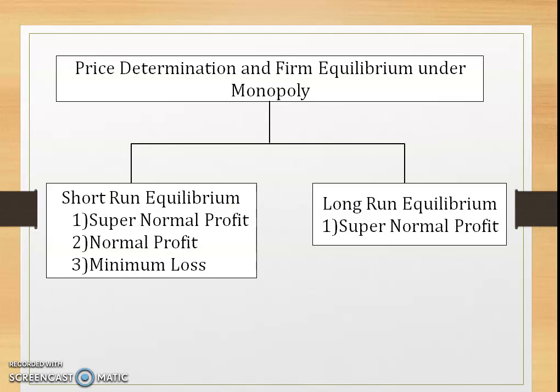Right. So let's next see the price determination and the firm equilibrium under monopoly. The firm equilibrium under monopoly is classified into two: short run equilibrium and long run equilibrium. Under short run equilibrium, there are three possibilities, namely supernormal profit, normal profit, and minimum loss. When we talk about the long run equilibrium, it is only supernormal profit.